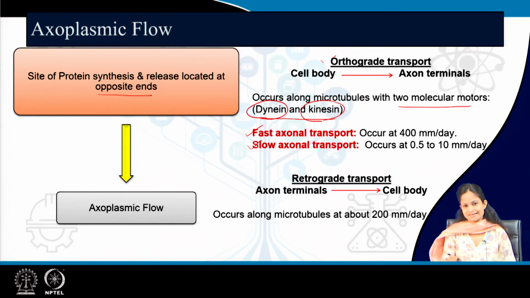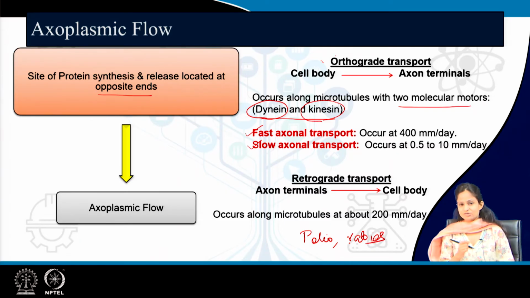Retrograde transport is just the reverse of orthograde transport. That means the transmission is from the axon to the cell body. Now this usually occurs whenever there is a viral infection. You must be aware of the polio virus, then the rabies virus.